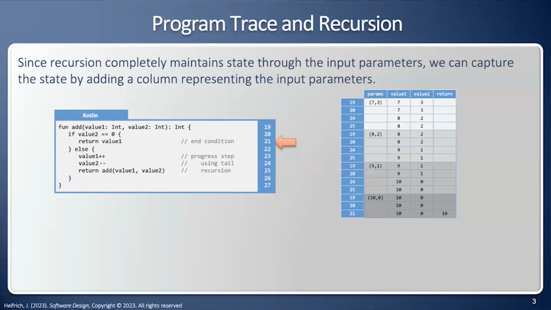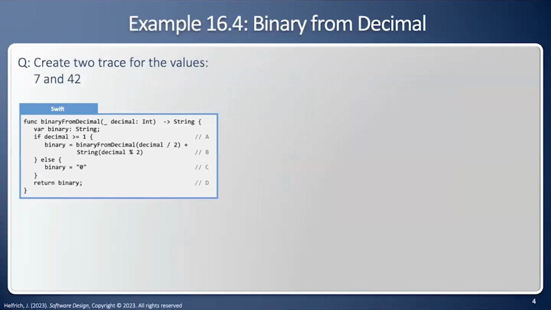Now, what line do I execute after line 21? Well, since I'm finishing out of this call, I go back to my 9, 1 parameters, and I'll return that value, and then the 8, 2, and then the 7, 3. Okay, let's take a look at another example.